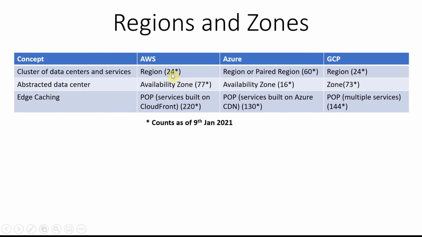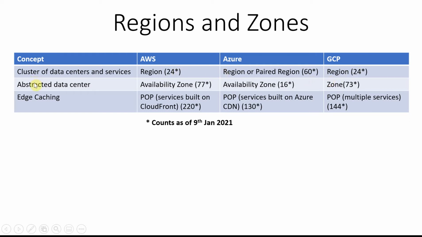So these numbers that I put are the count of the regions available in the respective cloud from the cloud vendor. For example, AWS has 24 regions around the world. Similarly, Azure has 60, and GCP has 24. So more or less, AWS and GCP are going in line, going closer. But if you look at Azure, it is leading in the number of regions. So they're widespread compared to other cloud vendors, at least on the region side.